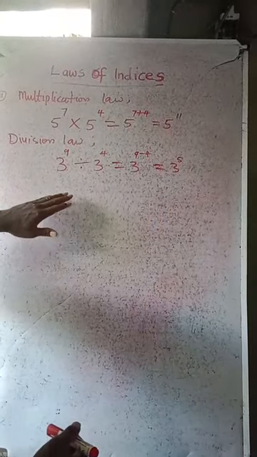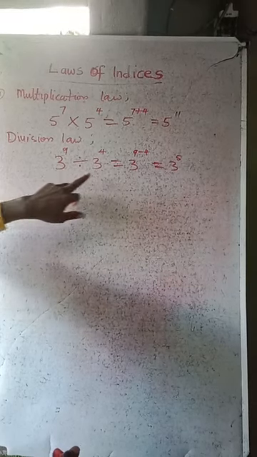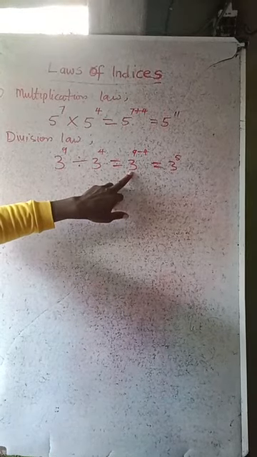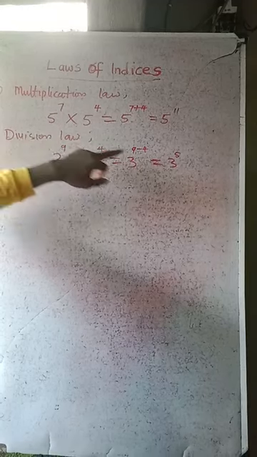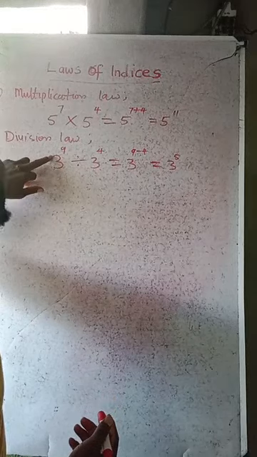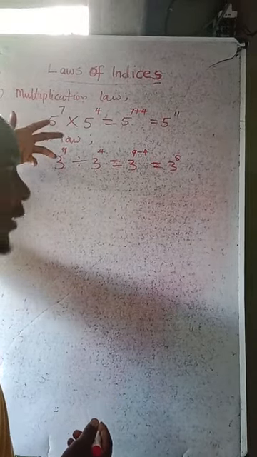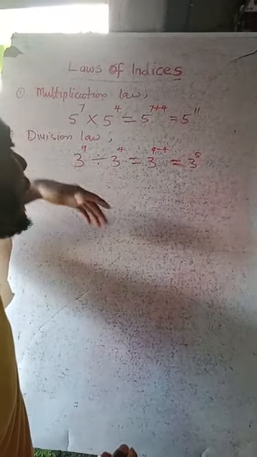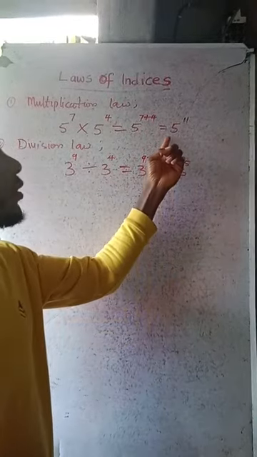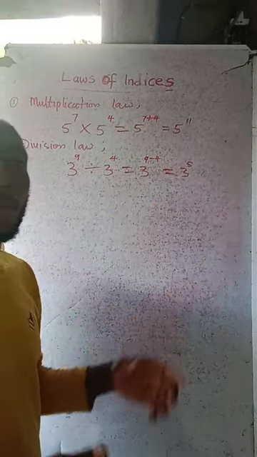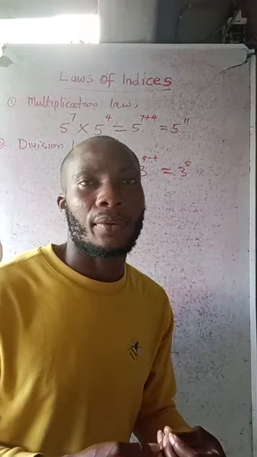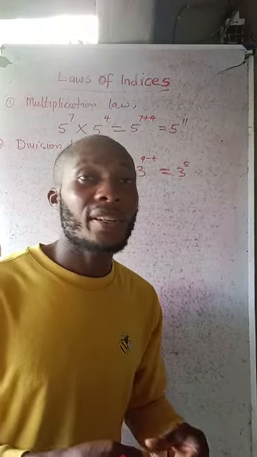So the division law is saying that whenever the bases are the same and they are dividing, you take one of the bases and subtract their powers. You can also say 3 to the power 9 divided by 3 to the power 4, expanded out, and when you divide, it's still going to give you the same answer, but we are applying laws. This law is to make it simple. That is why we are applying the law. So it is the same thing.